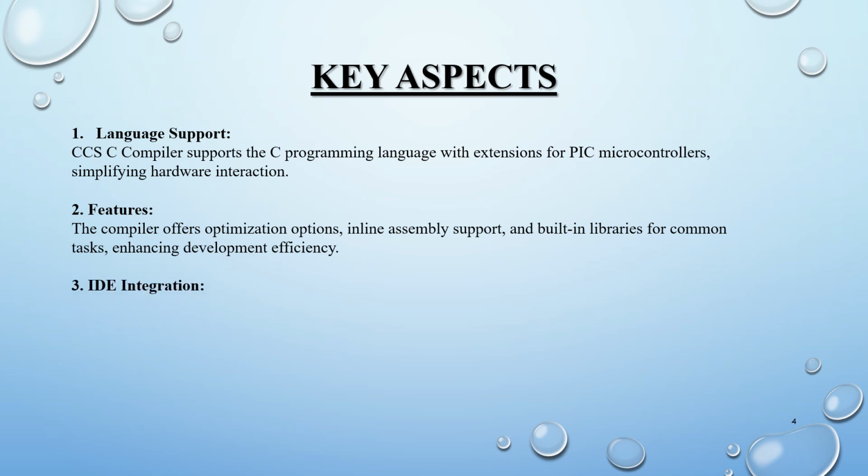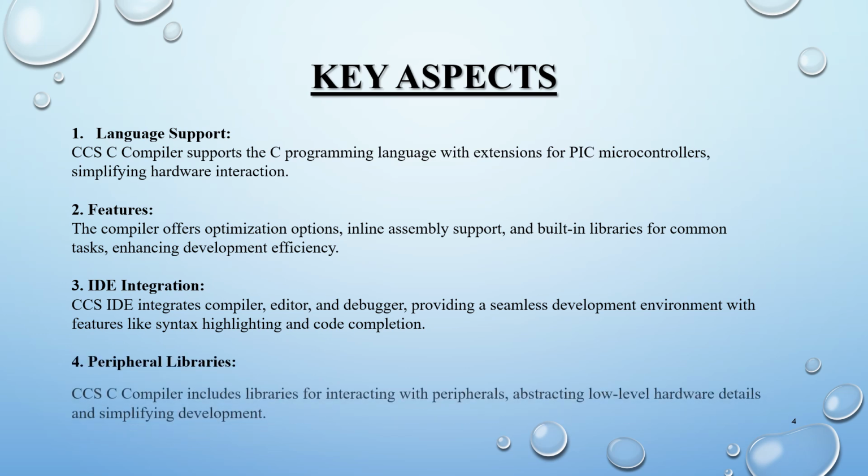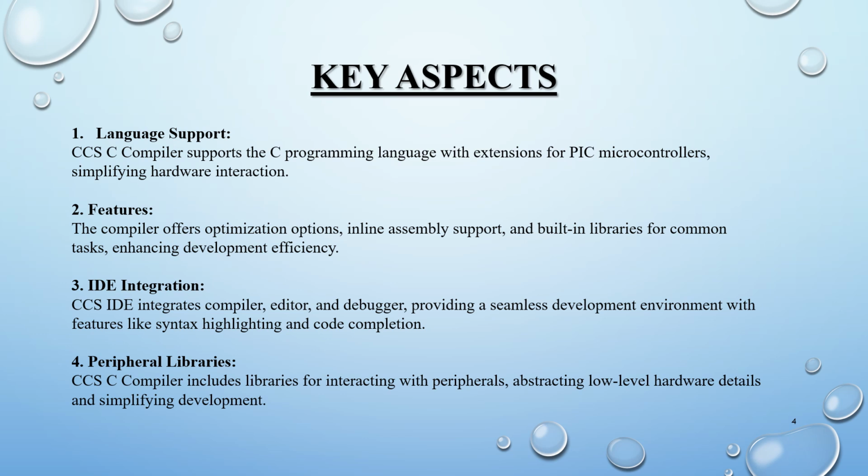IDE integration is the third point. CCS IDE integrates compiler, editor, and debuggers, providing a seamless development environment with features like syntax highlighting and code completion. The fourth one is peripheral libraries. CCS C Compiler includes libraries for interacting with peripherals, abstracting low-level hardware details, and simplifying development.